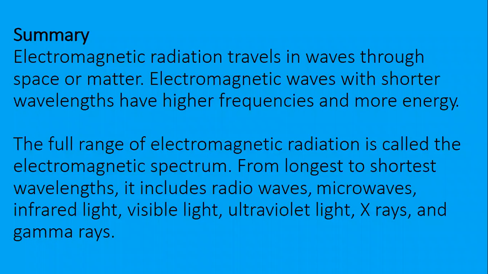In summary, electromagnetic radiation travels in waves through space or matter. Electromagnetic waves with shorter wavelengths have higher frequencies and more energy. The full range of electromagnetic radiation is called the electromagnetic spectrum. From longest to shortest wavelengths, it includes radio waves, microwaves, infrared light, visible light, ultraviolet light, X-rays, and gamma rays.